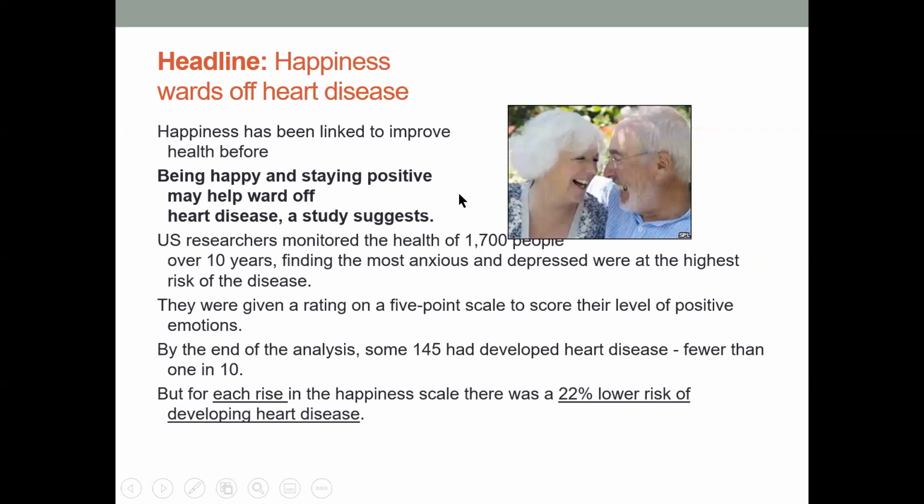Now, to get a little more into the reasons why we don't want to draw causal conclusions, I give you another happiness example. This is an article from online, and it says, "Happiness wards off heart disease." That's the headline. If you read only that headline, you might think, if I can just get happy, I won't get heart disease, because they're implying a causal relationship when they use that phrase, wards off. And if you read on in the article, they even repeat that: being happy and staying positive may help ward off heart disease. And then they tell you a little bit about the study.